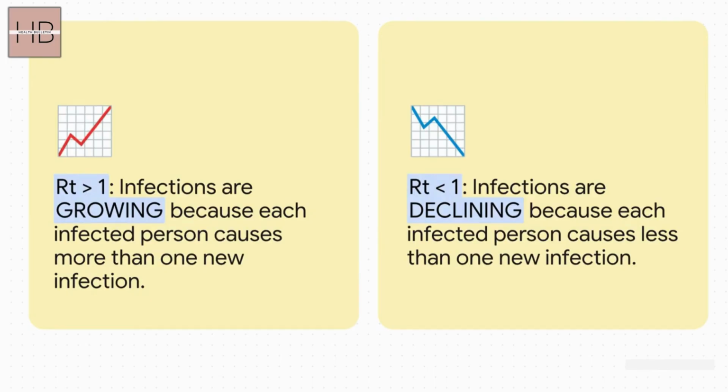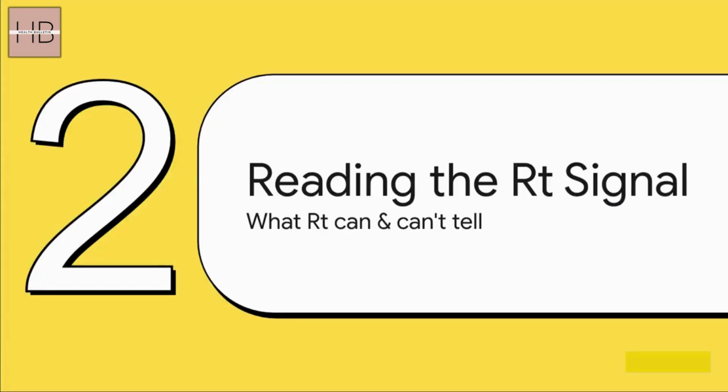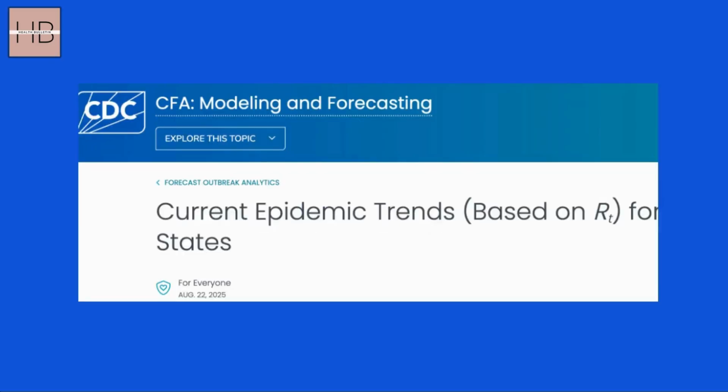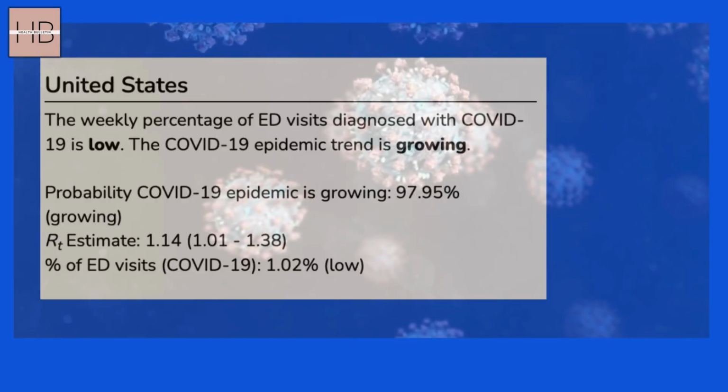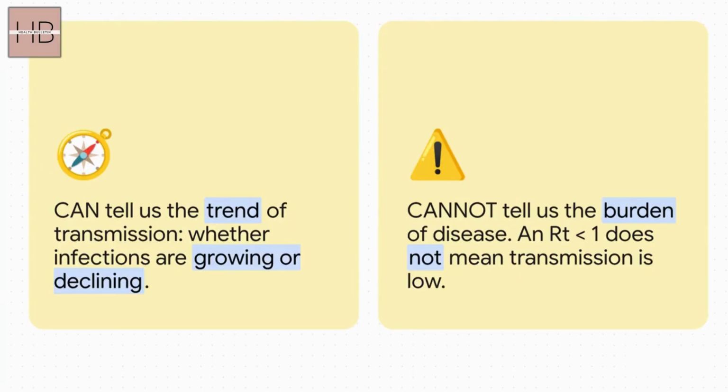If the RT is above 1, the epidemic is growing. If the RT is below 1, it's shrinking. It's that simple, but it's an incredibly powerful way to see which way the wind is blowing. But here's the thing with any piece of data, right? You gotta know how to read it. You need to understand what it can tell us, and just as importantly, what it can't tell us to really get an accurate picture.